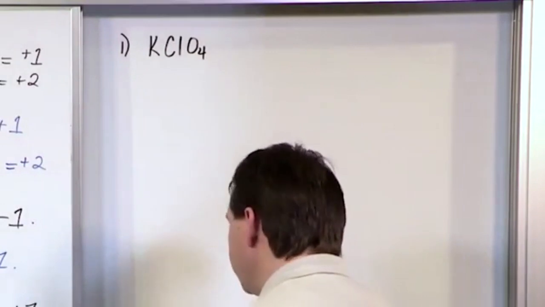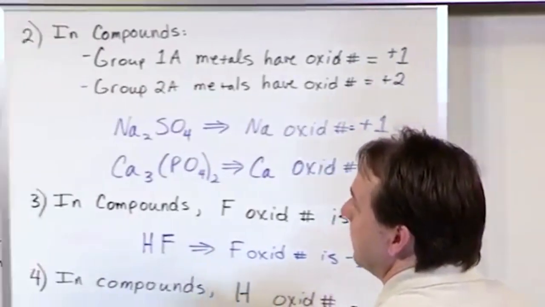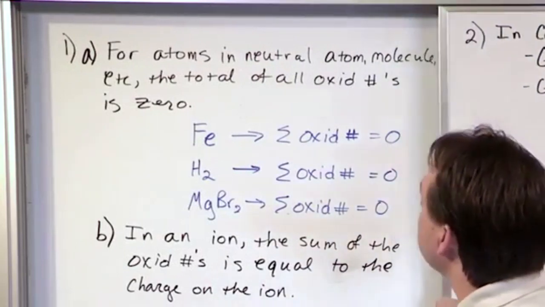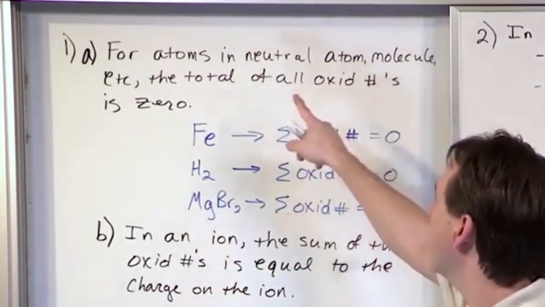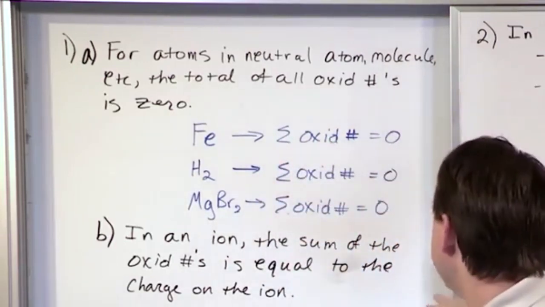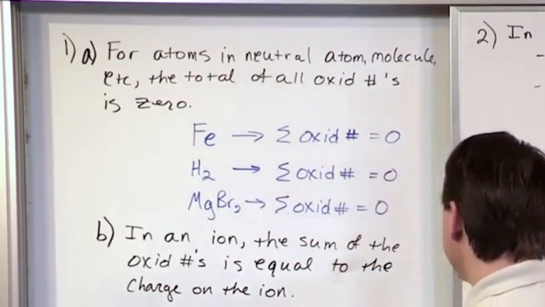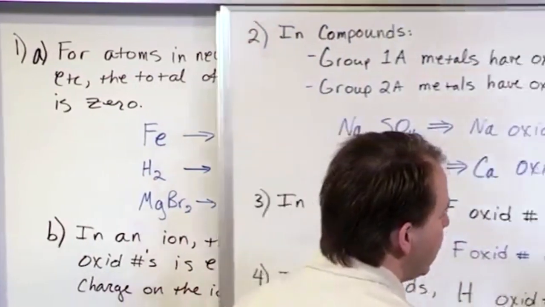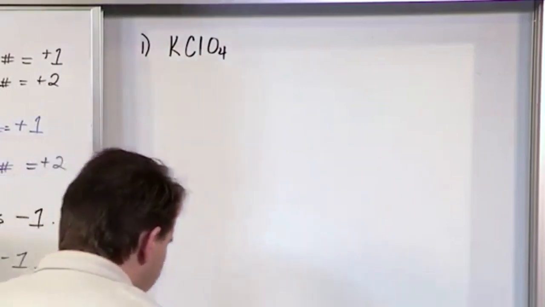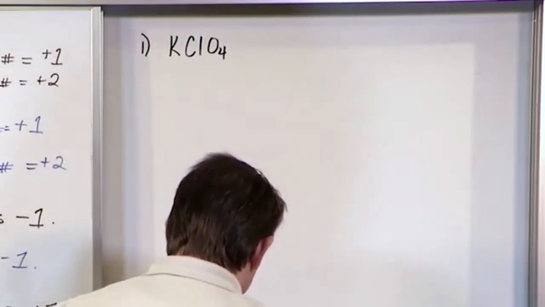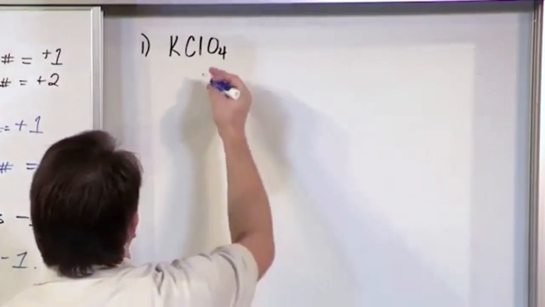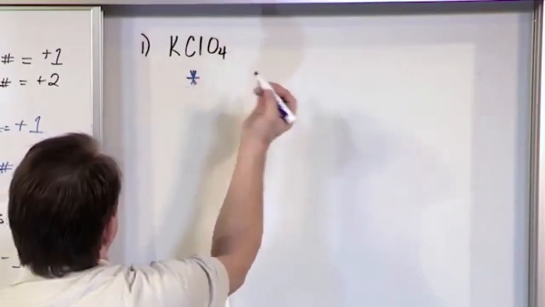So the very first thing we do is we go and we look at the priority order. Rule number 1 says for atoms in neutral molecules or whatever, the sum of the oxidation numbers has to be 0. And rule number 1 applies here. In fact, rule number 1 is always going to apply because we're almost always going to have neutral atoms here. So the way that I want to put this down is I want to put an asterisk here, just to kind of remind myself.